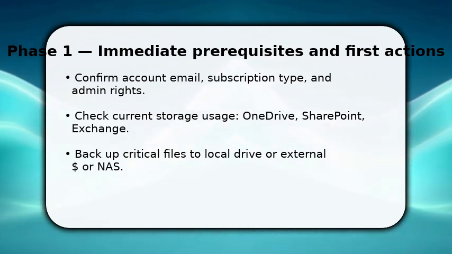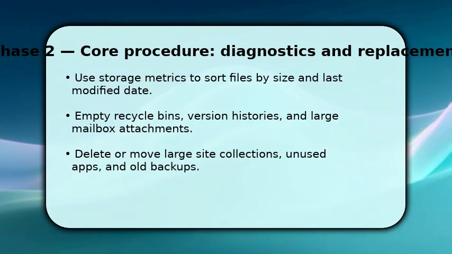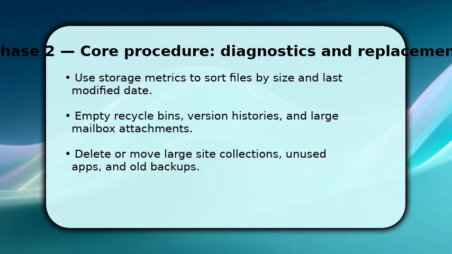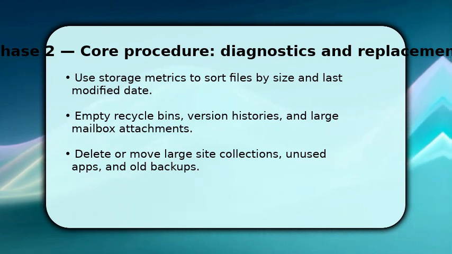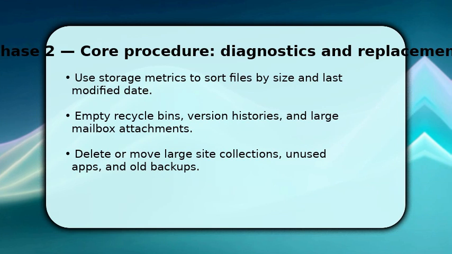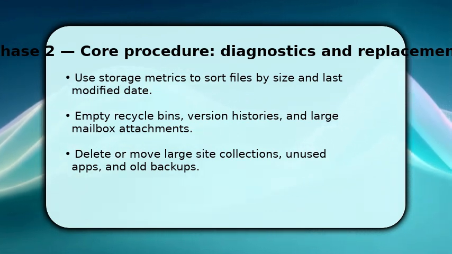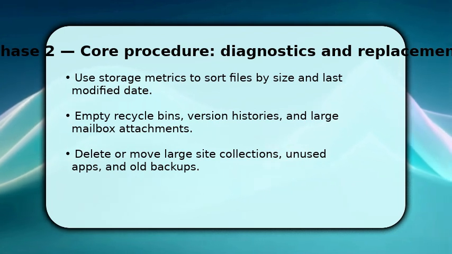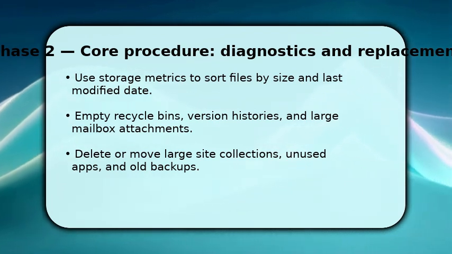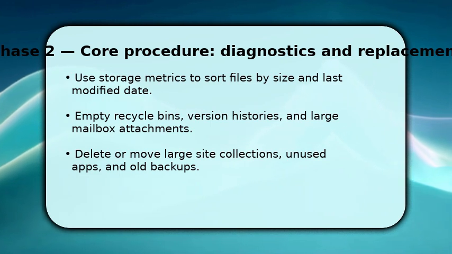You now analyze storage. Sort files by size and last modified date in OneDrive and SharePoint so the biggest offenders appear first. Then, remove unnecessary versions and empty recycle bins. Versions and bin content still consume quota. Make sure to check Exchange mailboxes for large attachments and archive or delete them. Use bulk delete filters to speed it up.